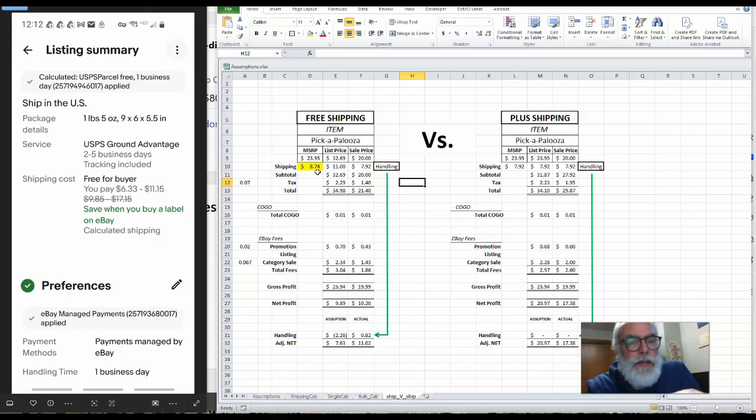So it minimizes the potential extra cost associated with selling that item, right? That comes out of your bottom line. But let's say it's 11.15, right?